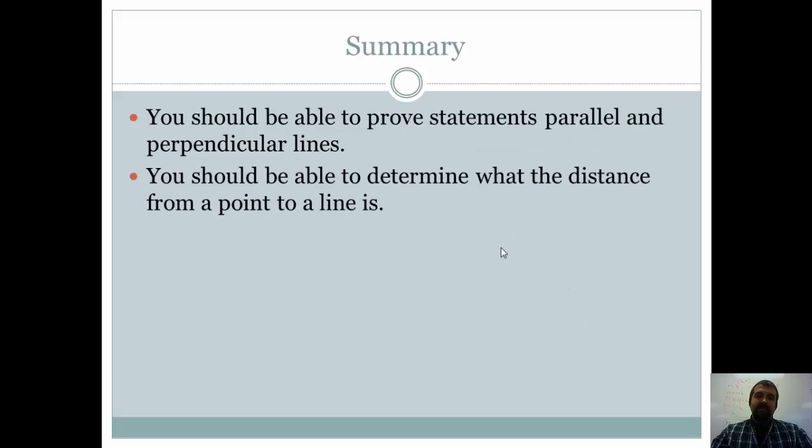That's it for vocabulary. So at this point, you should be able to prove statements about parallel and perpendicular lines. I know we didn't go over any proofs, but there will be a few in the examples. And you should be able to determine what the distance from a point to a line is. Yes, you should be able to tell me how far it is. Use the distance formula from section 3 of chapter 1. And if you don't know which video that is, I believe it's the 3rd video of unit 1.